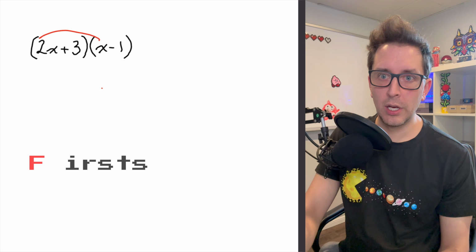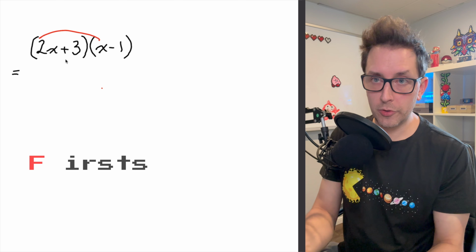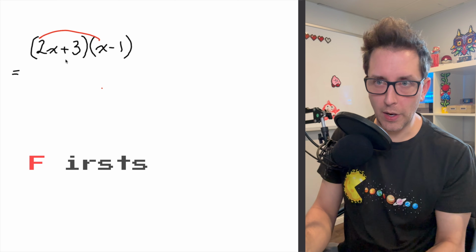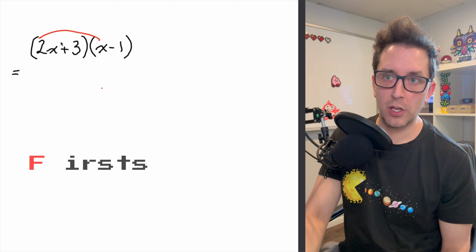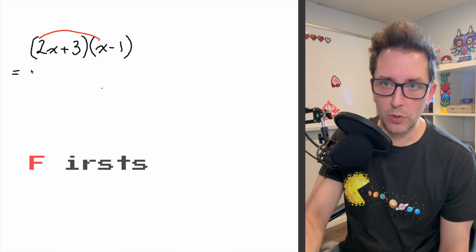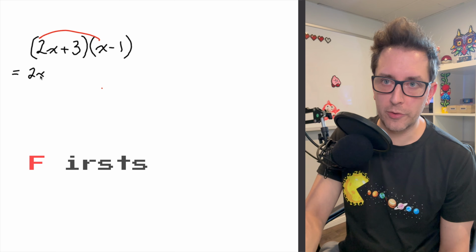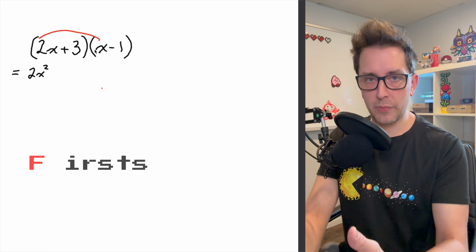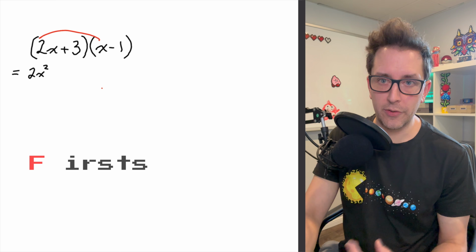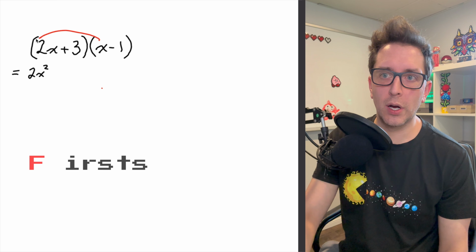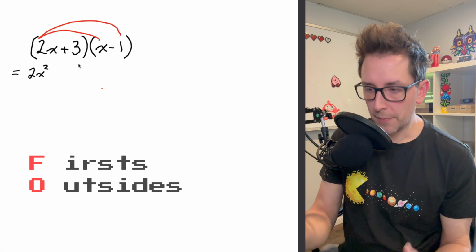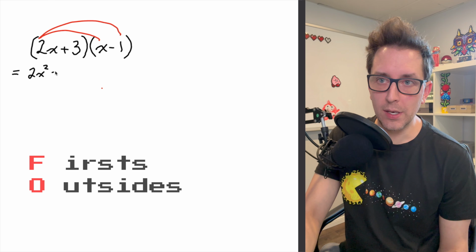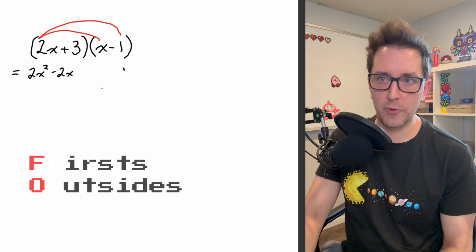Okay, 2x times x. I know that those are two powers with the same base, that x, right? X to the power of 1 times x to the power of 1. I'm going to add my exponents to get x squared, but I've got that coefficient of 2. So 2 times x squared is going to be my result there. 2x times x is 2x squared. Okay, that's our first. Next, we're going to move on to our outside, or our 2x times negative 1. Now, 2x times negative 1 is just going to be negative 2x. Okay, I'm just going to change my sign.